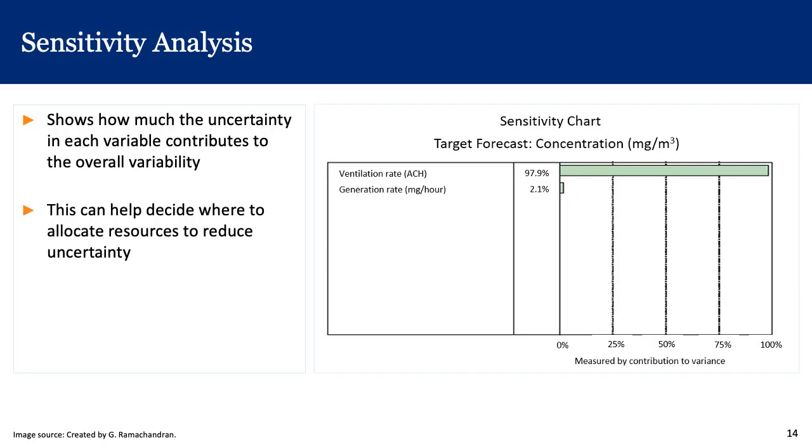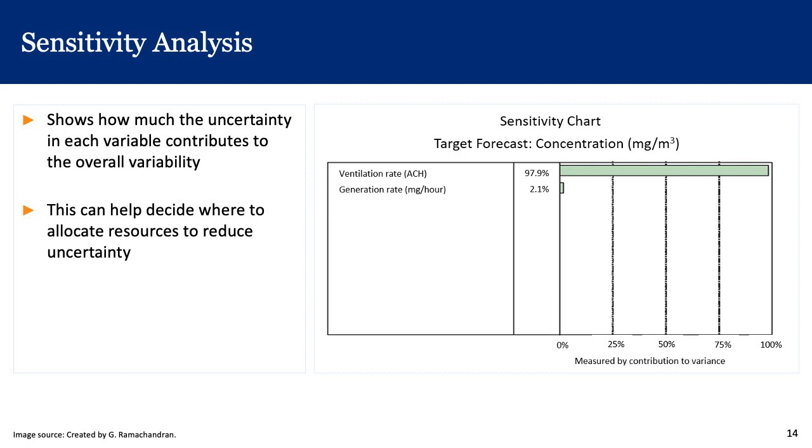One of the advantages of doing Monte Carlo analysis is that we can do what is known as a sensitivity analysis. This essentially shows how much the uncertainty in each variable contributes to the variability in the output, and it can help decide where to allocate resources to reduce uncertainty. So in our simple example, we can do a sensitivity chart, and without telling you how it's done for now, I'm just telling you the results of this.